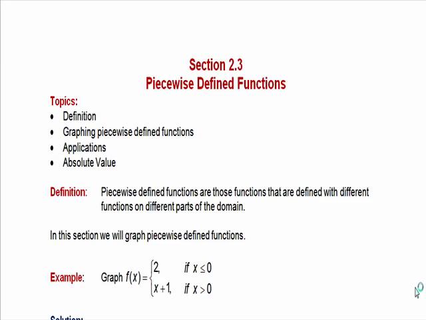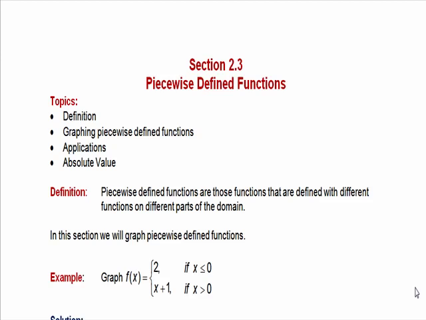So let's take a look at section 2.3, piecewise defined functions. Let's start the section with a definition. Piecewise defined functions are those functions that are defined with different functions on different parts of the domain. So what these are going to be are functions that are defined using more than one function.